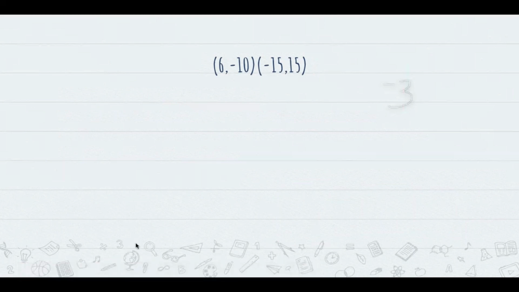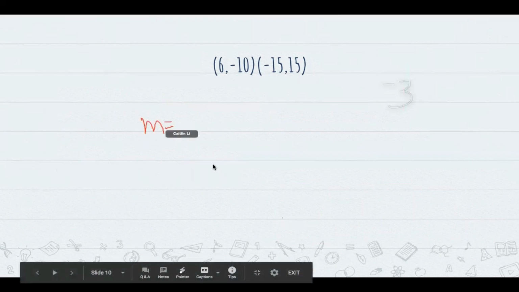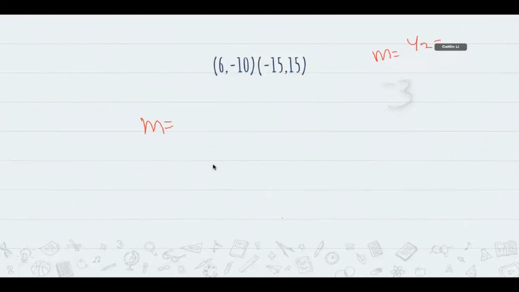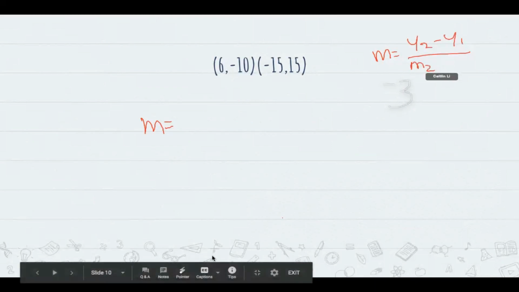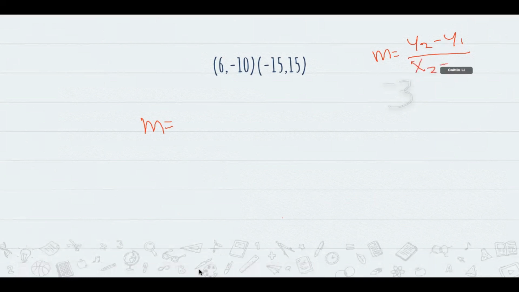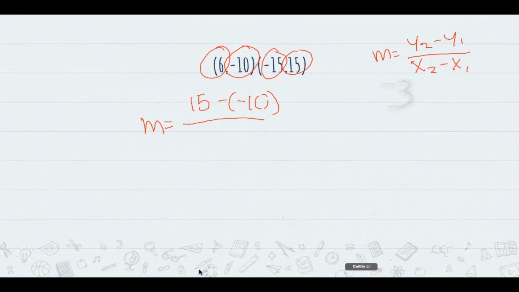It's all right. So first we use our formula. So m equals, I'm just going to rewrite it, m equals y2 minus y1 over x2 minus x1. So first, our top part, we're going to be using these two numbers. So 15 take away negative 10. You always need to put parentheses if it's a negative number. Our second number is negative. And now we're going to use these two numbers on the bottom, which would be negative 15 minus 6.